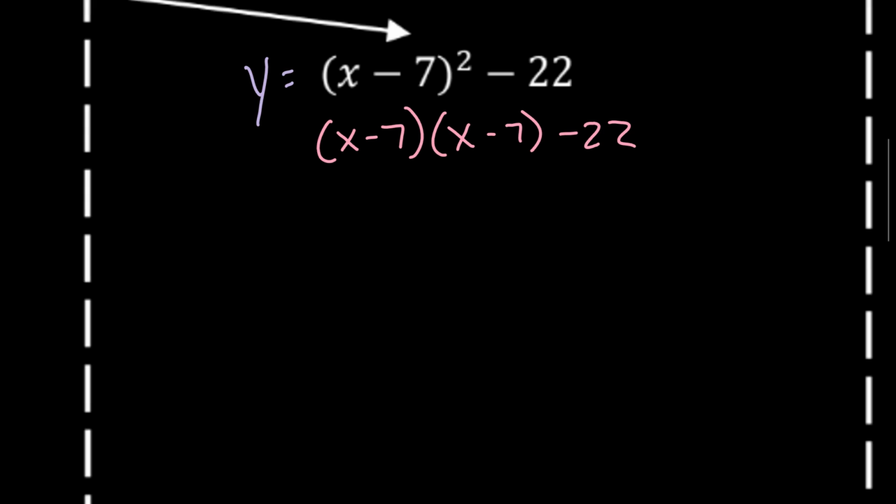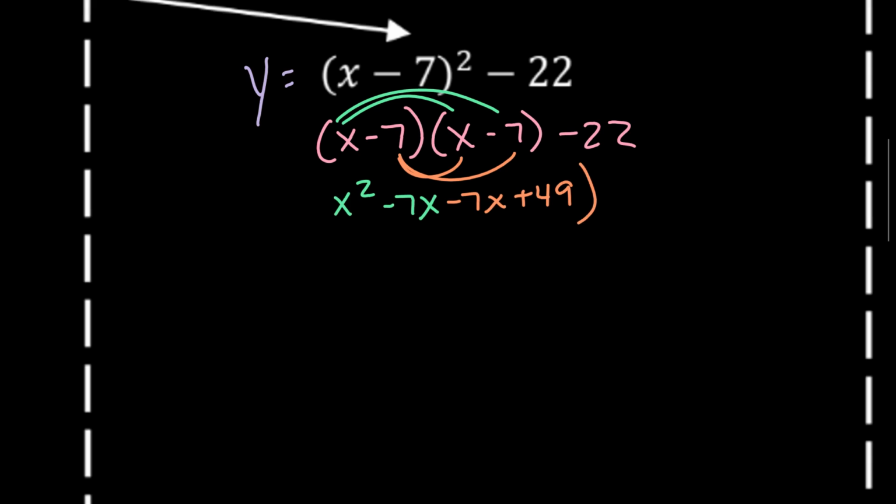I just think, okay, I need to distribute the x to both of the things in my second set of parentheses. So what is x times x? What is x times negative 7? Negative 7x. Then I multiply the negative 7 times both of the things in my second set. So what is negative 7 times x? Another negative 7x. And what is negative 7 times negative 7? 49. Good.